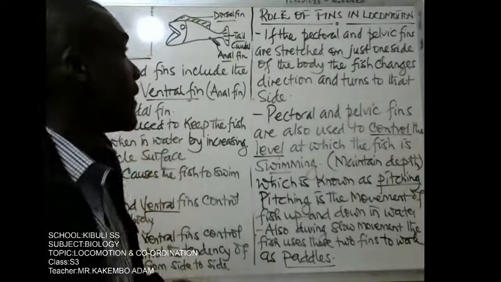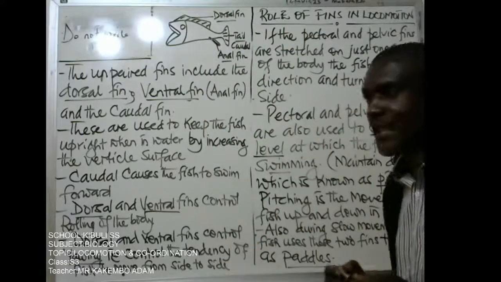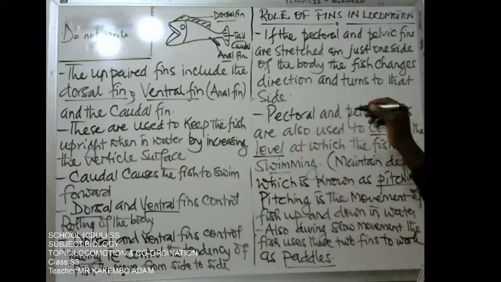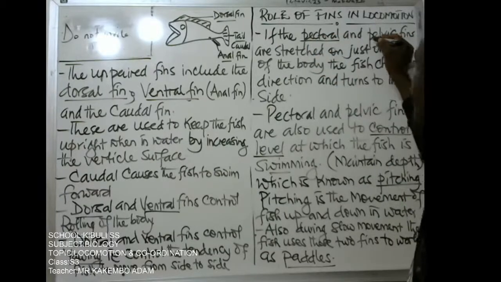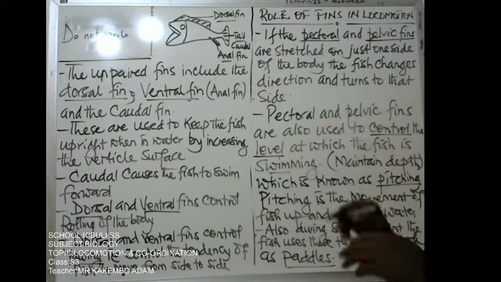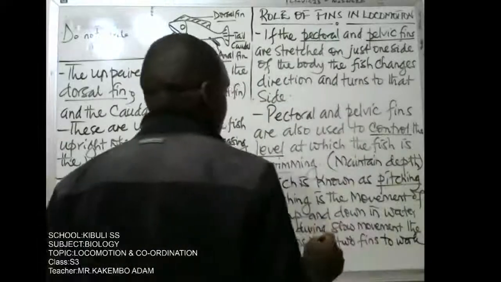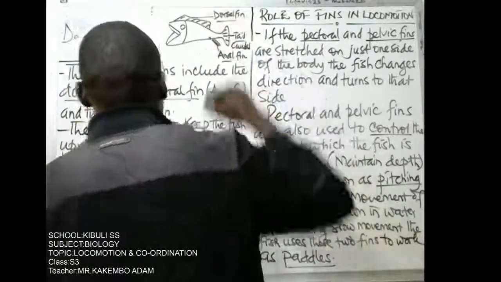So basically, that is how the fins play a role in swimming or locomotion in fish. Just take note of the two types of fins that we are talking about. The paired fins, which we have identified as pectoral and pelvic. What do they do majorly? They control depth, the level at which the fish is swimming. They prevent it from dropping or losing height. So they control some instabilities like pitching, those up and down movements, losing height, right?